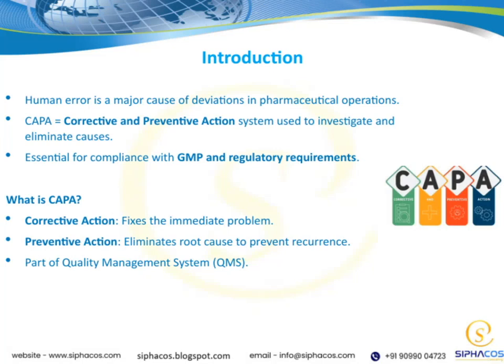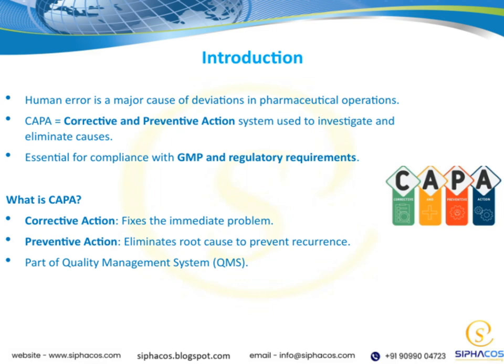Let's start by understanding the introduction. Human error is a significant contributor to deviations in pharmaceutical operations. These deviations can impact quality, safety, and compliance. To address this, we use a system called CAPA, which stands for Corrective and Preventive Action. This system is essential because it helps us investigate issues thoroughly and eliminate their causes, ensuring we stay compliant with good manufacturing practices and other regulatory requirements.